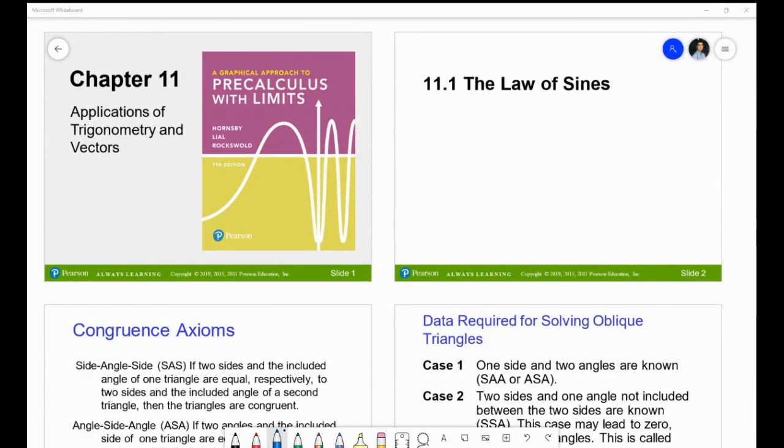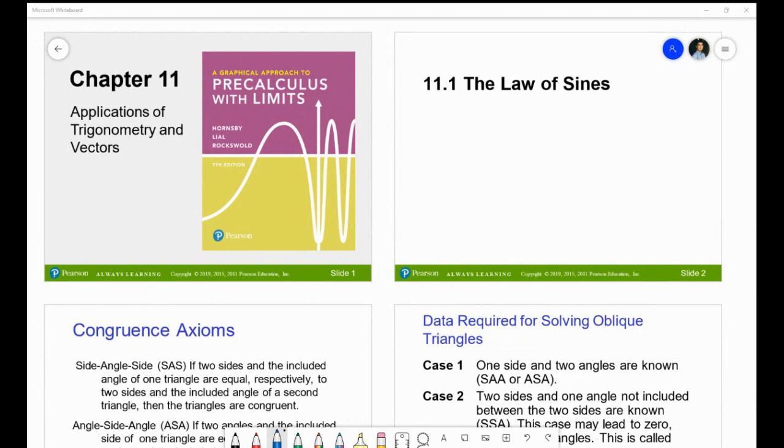We're going to look at chapter 11. Basically, in all of the chapters before, we only learned about right triangles and how to operate with them. Now we're going to look at how to apply the concepts we learned to scalene triangles, and scalene means no sides and angles are the same.